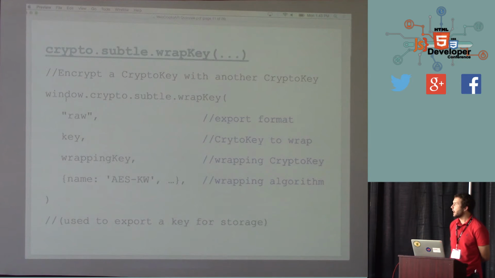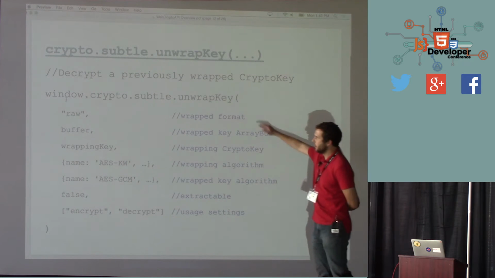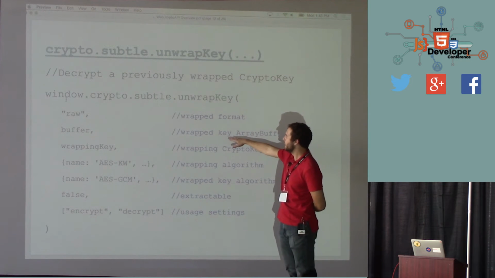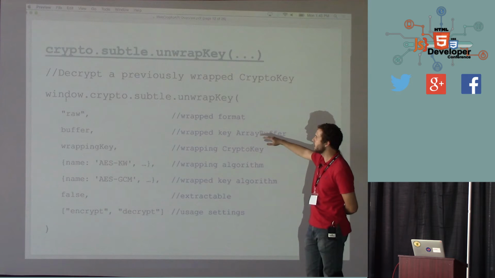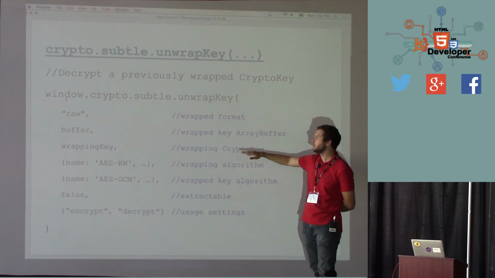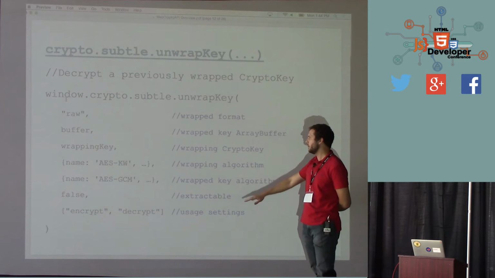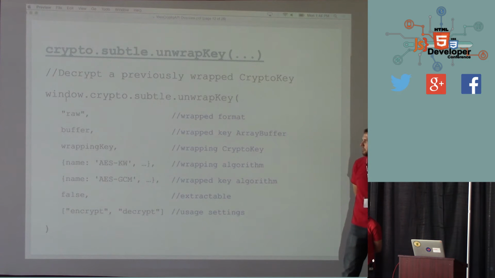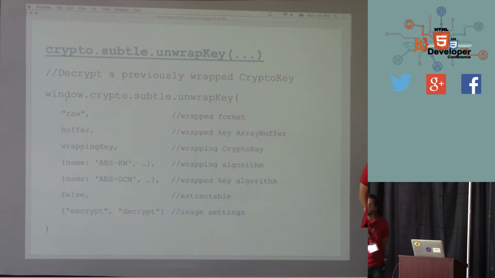So I think it's kind of silly and a little bit overextended part of the spec, but it's available, and I figured I should cover it since this is basically an overview. So unwrap key is basically the reverse. You specify the format that you dumped it to, the wrapped key itself, which was what was returned by the promise in the wrap key function. The wrapping key is the key that you basically wrapped it with. This is the wrapping algorithm. This is the wrapped key algorithm, which was the format of the key that you had wrapped, and whether or not it's extractable and the usages.